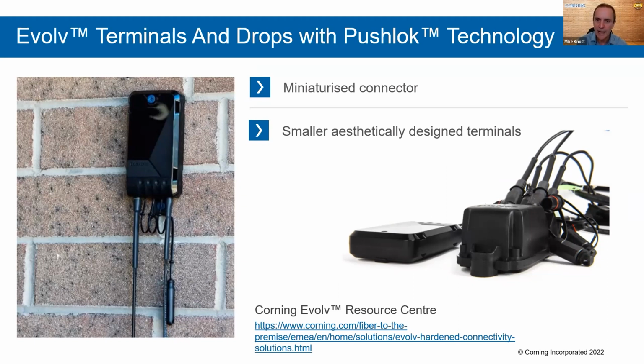We call it Evolve push lock technology, and it consists of a miniaturized connector and a smaller aesthetically designed terminal. And this is a terminal, and just to give you an idea here, that's my phone, that's my iPhone. That's the terminal, and you can see the size difference compared to the old terminal is pretty significant. This is a 4-port terminal, which, sometimes if I'm doing this presentation on stage, I slip into my jacket pocket. You can see the old terminal here. This is the old 4-port terminal, and this is the new 4-port terminal.